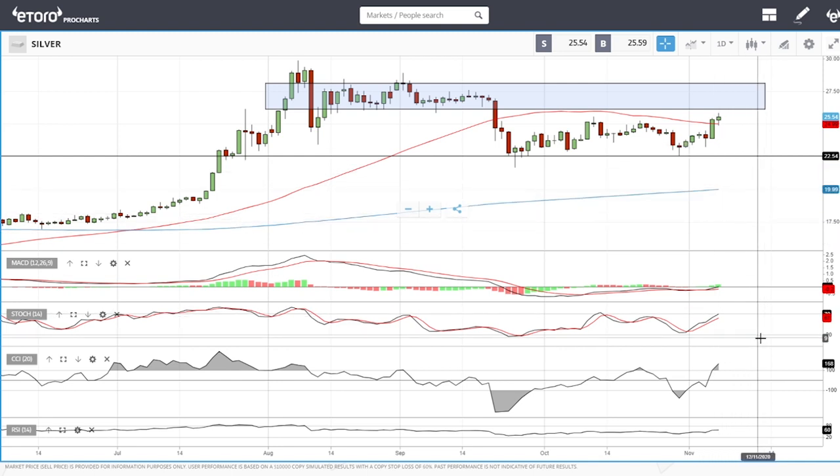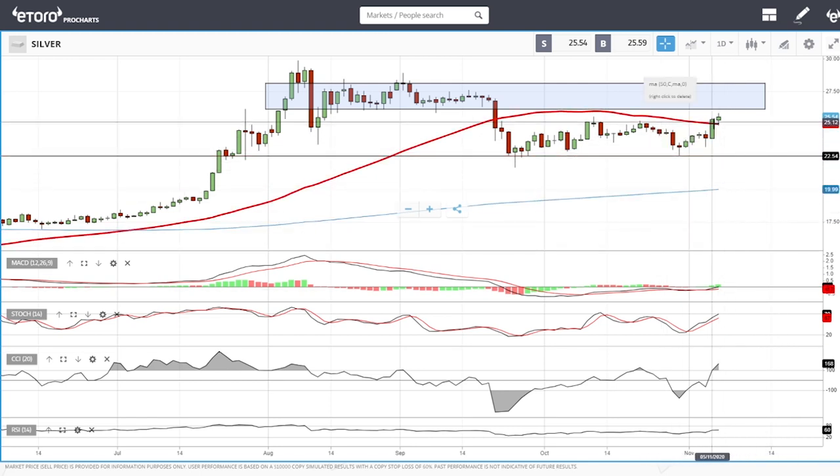If you look at the technical indicators, they're not as bullish as for gold. MACD is quite bullish, stochastic is a little bit bullish, but the CCI is turning around and the RSI is technically flat at this point. So pay attention to what happens to the US dollar index. A break below the 50 moving average opens the door to 22 and then to the 200 moving average.